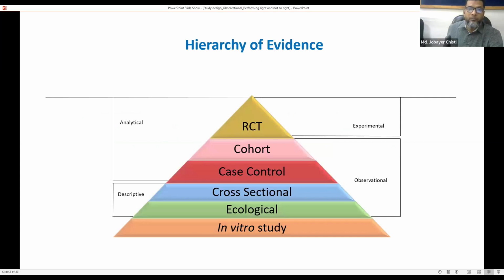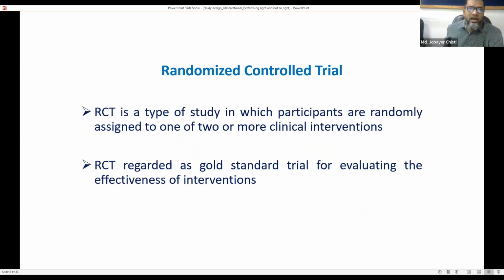From that hierarchy, we can see that randomized clinical trial, which is experimental, should be at the top of the list, followed by cohort, case control, cross-sectional and ecological. All of these fall under observational study. I will not discuss randomized clinical trials, which were elegantly described by Professor Andreas.